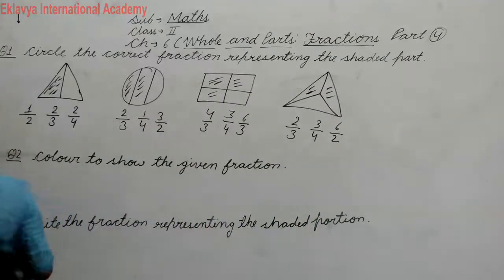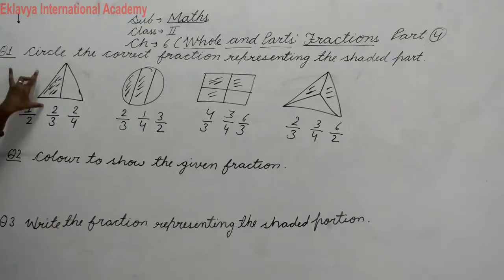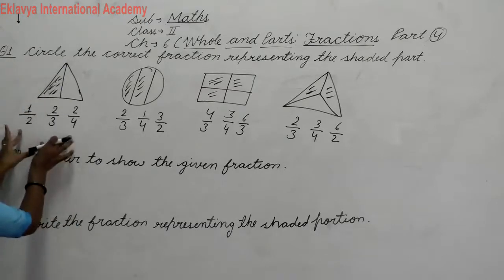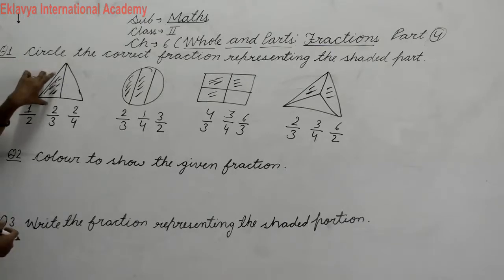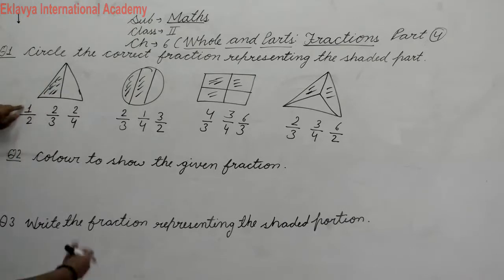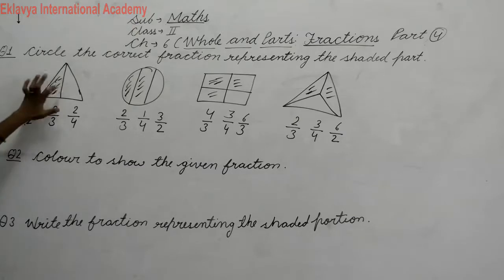Yes beta, listen. I have taken one triangle and I have divided it into two parts, and I fill color in one part. So listen, I have given three fractions here. Who will tell me which fraction is right for this picture? In our previous lecture, I told you the color part we will write on the upper side, we will call it the numerator, and the total parts we will write on the downside, we will call it the denominator. So beta, which fraction is right for this picture?